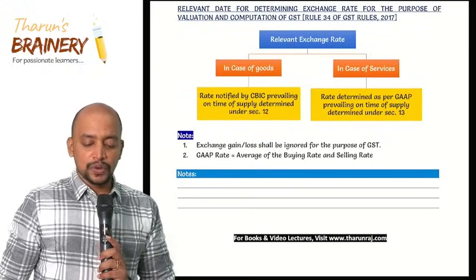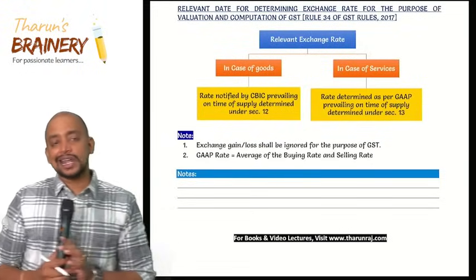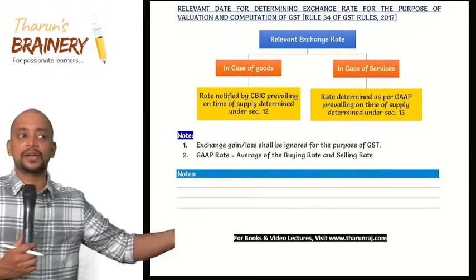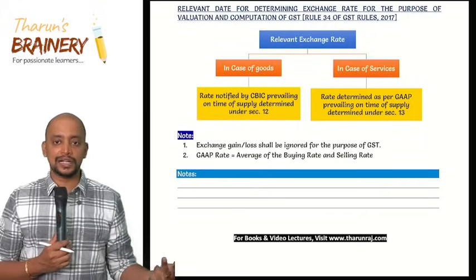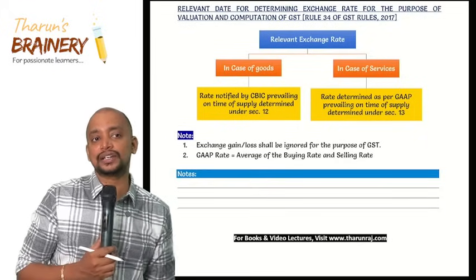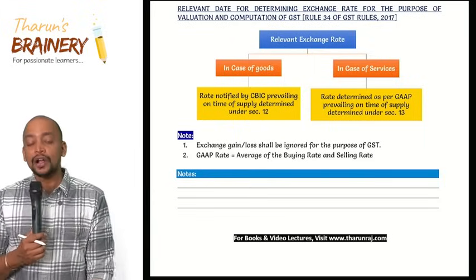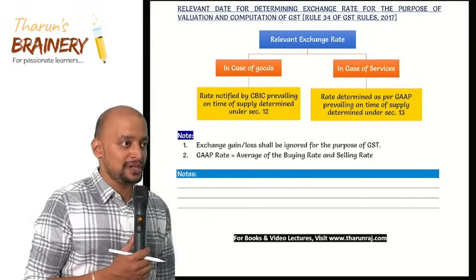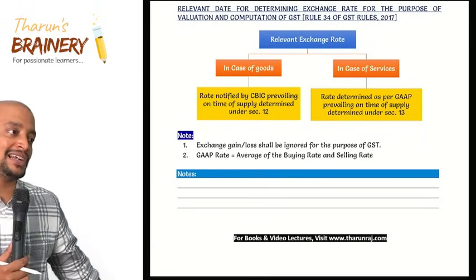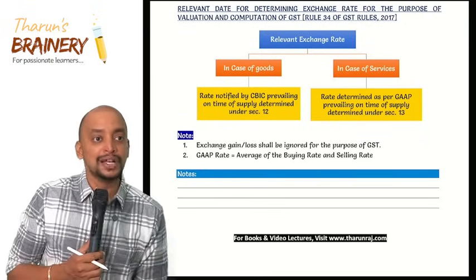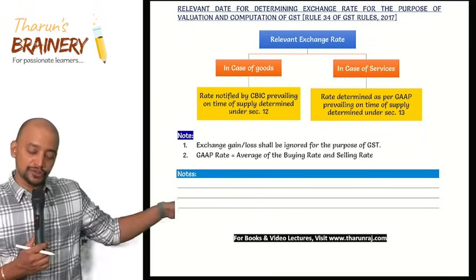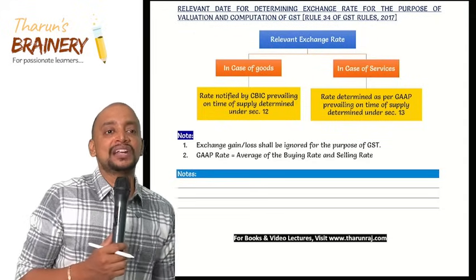And then, Rule 34. Rule 33 we have already completed. Rule 27, price is not the sole consideration. 28, related party transaction including transaction between distinct persons. 29, principal agent transaction. 30, cost plus 10%. 31, residual value. 32, those five special transactions, what should be taken as the value. Then 33, pure agent. 34, we are discussing what should be taken as the relevant exchange rate.